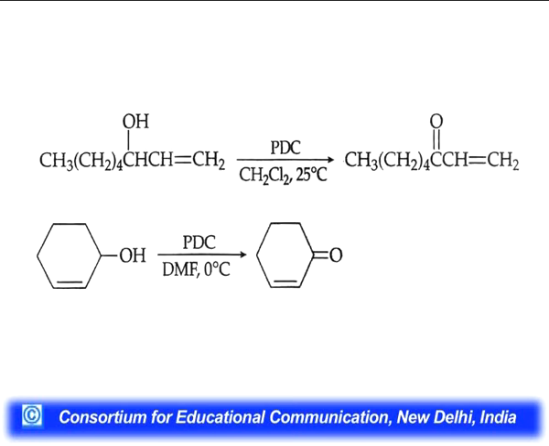These are the examples in which PDC is used in the solvents methylene chloride and DMF, dimethylformamide. The first reaction is carried out at 25 degrees Celsius to convert the alcohol to the ketone, and in the second reaction DMF at 0 degrees Celsius is used along with PDC, pyridinium dichromate.